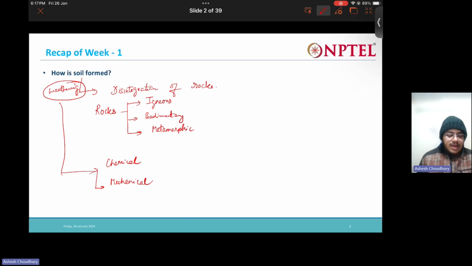So in chemical weathering, what happens? The original, as I said, the original constituents of the rock are actually transformed into newer constituents due to some chemical reaction. So that is chemical weathering. And in mechanical weathering, what happens? The parent rock actually gets disintegrated due to some agencies such as air, wind, water, river. Okay, a river flowing would actually act as an abrading agent over the rock, and then the rock would actually disintegrate. Right.